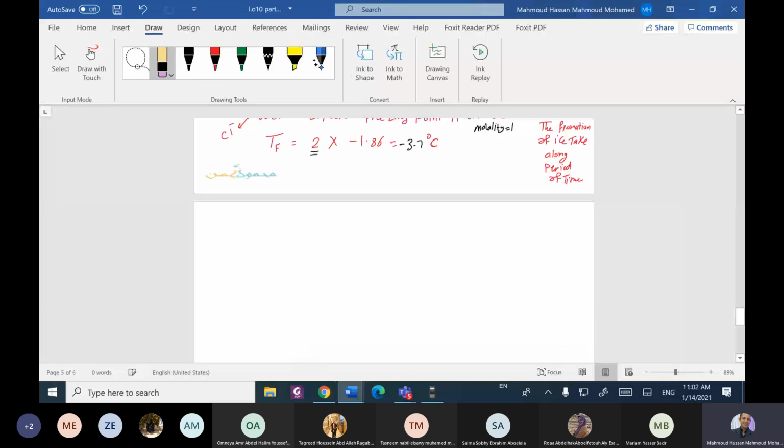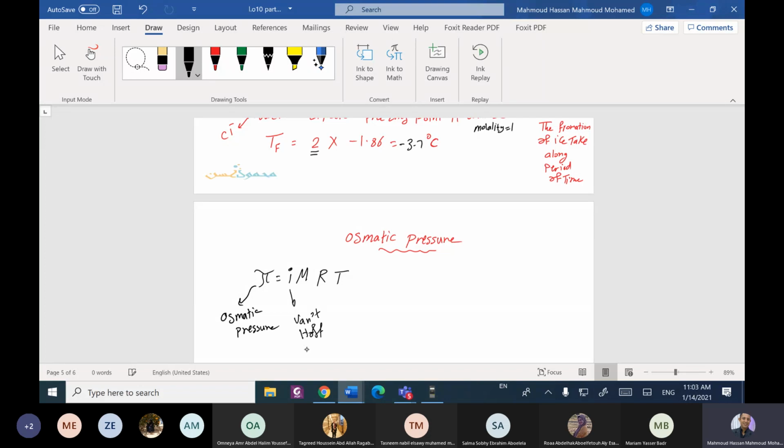Okay. Return back to the osmotic pressure. Osmotic pressure and the reverse osmosis. Osmotic pressure equals MRT multiplied by the Van 't Hoff factor. This is the osmotic pressure, this is the Van 't Hoff factor, this is the molar concentration, this is the gas constant, and this is the temperature in Kelvin.